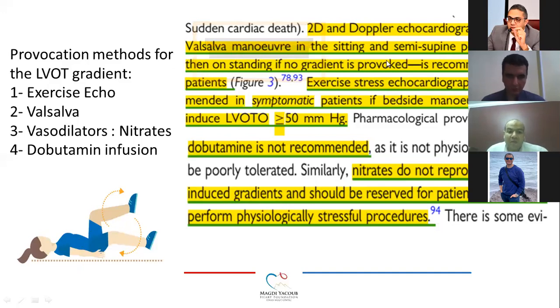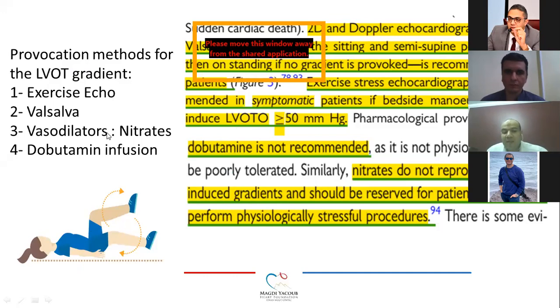The Valsalva is recommended by the guidelines to be done in the sitting, semi-supine, and standing positions. And the vasodilator is the third step if the patient cannot exercise. And the guidelines don't recommend dobutamine as a provocative method for the LVOT gradient.